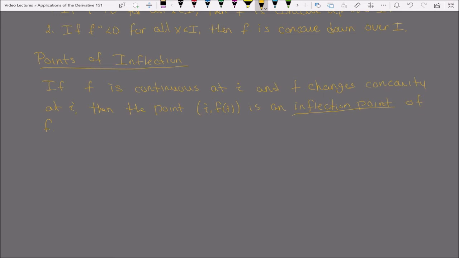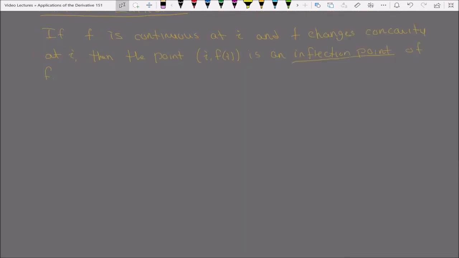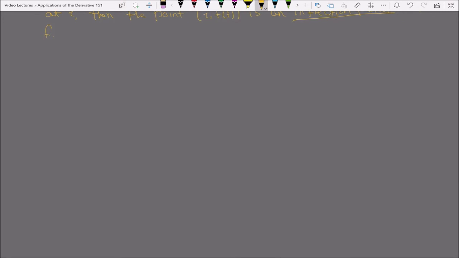So if concavity is switching at a vertical asymptote, that is not a point of inflection, right? Because f of I is undefined. We now take a look at the second derivative test, which is another test for extrema.